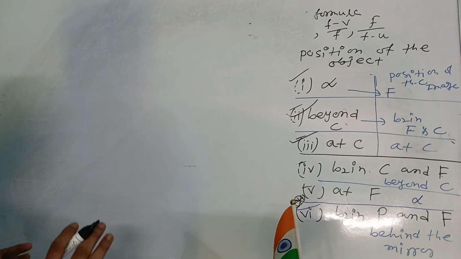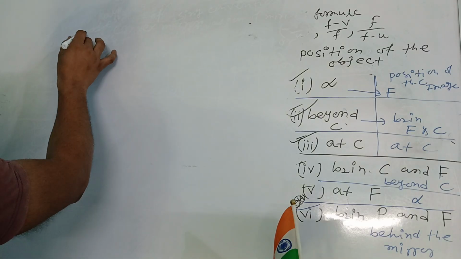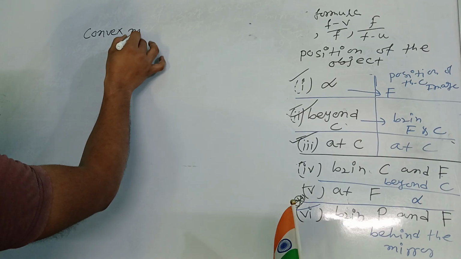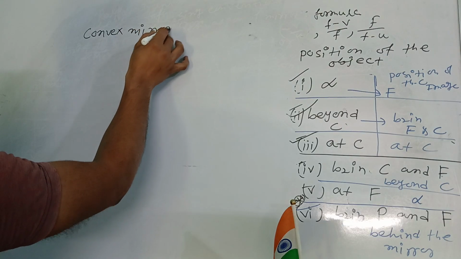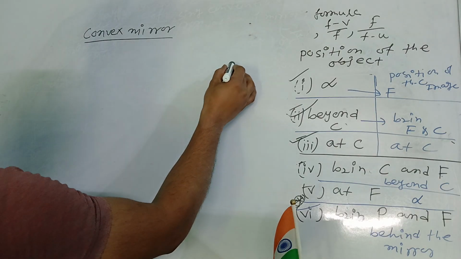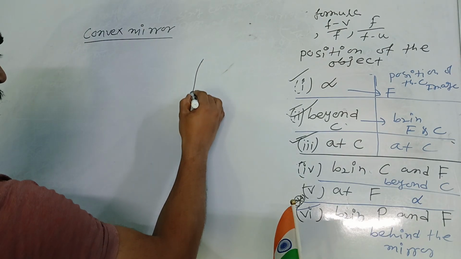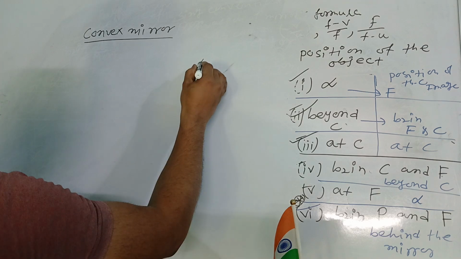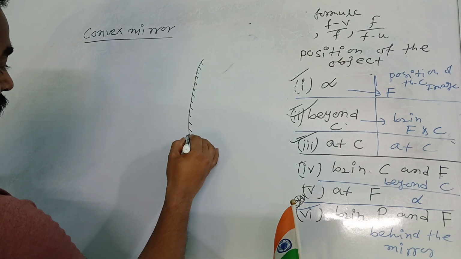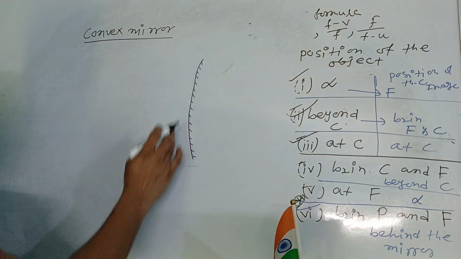So, the convex mirror. How do we draw the diagram for a convex mirror? I can represent it this way. So this is the convex mirror. This is the back side of the mirror and this is the front side.